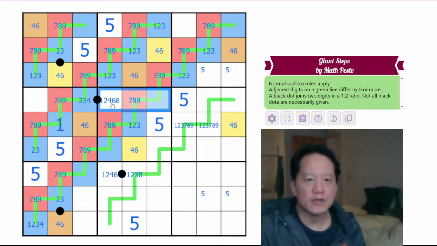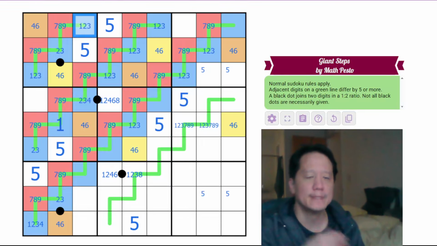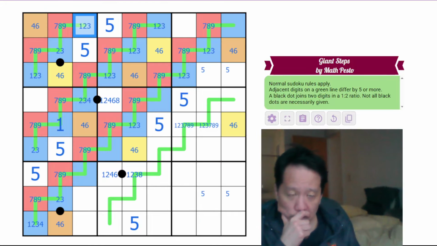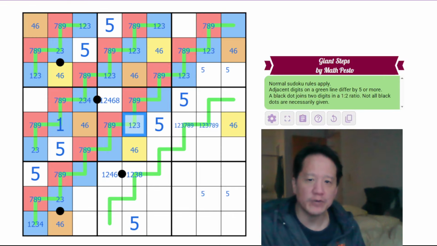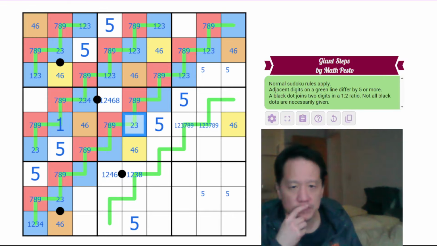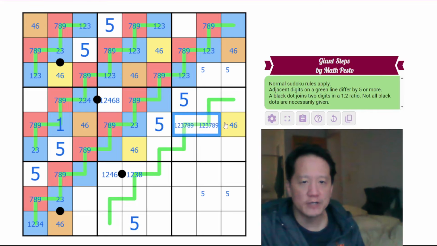We don't have anything here. So this is 1, 2, or 3 also. This 1 eliminates 1 from being here. So that's 2 and 3. Also no 1 here.